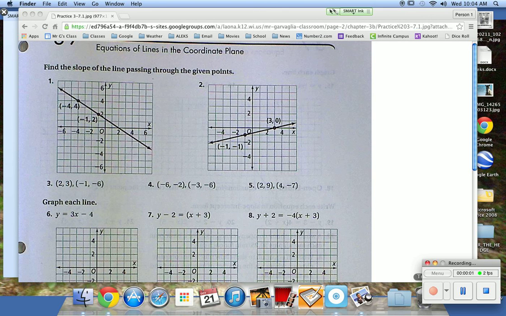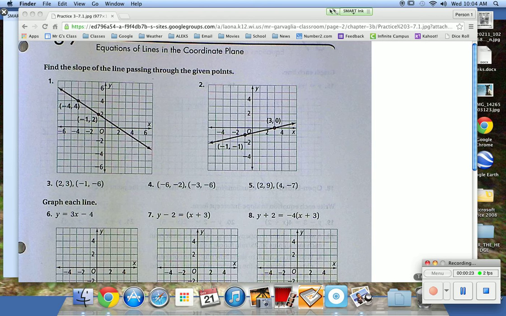All right, section 3.7. We're going to be finding slopes. You guys did slopes before, Megan? Right, Megan? Amber, right? Did slopes before, right, Megan? Yeah. All right. Slopes are always my change in my y over my change in my x.